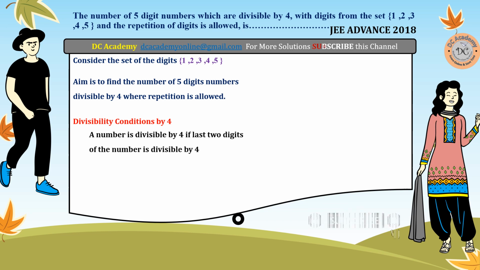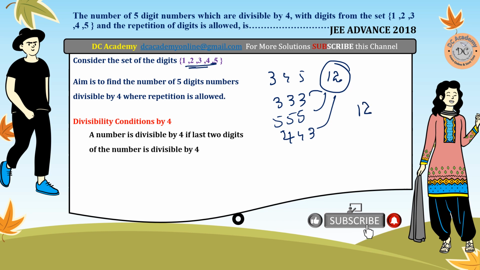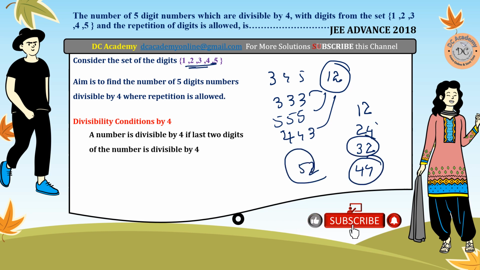As we look for a 5-digit number using these digits, I consider 12 as the last two digits. Now the rest may be 345 or maybe 333 or maybe 555 or maybe 444, whatever it may be. If the last two digits are 12, it's possible. Now, can I find any other combination which is divisible by 4? Yes, besides 12, we can find 24, 32, 44, and 52. So our last two digits will be either 12, 24, 32, 44, or 52.